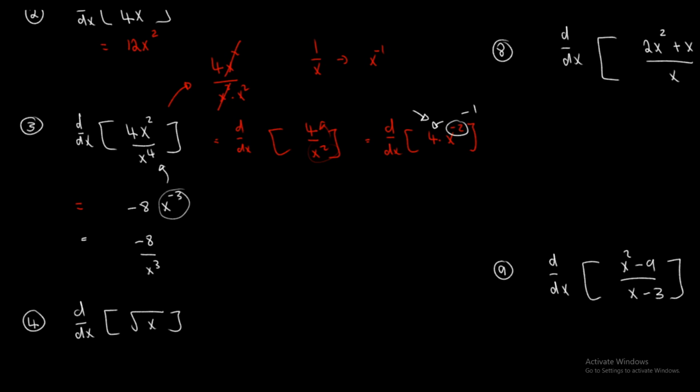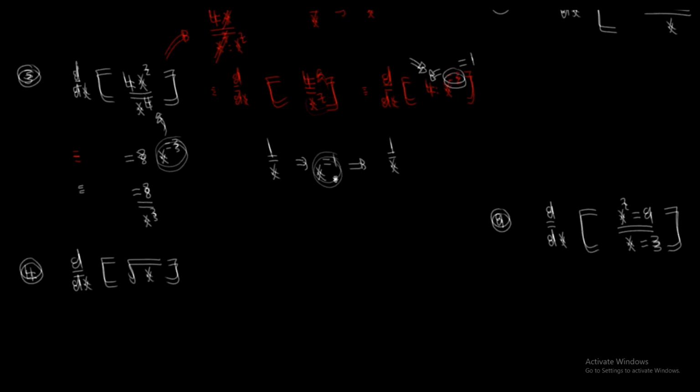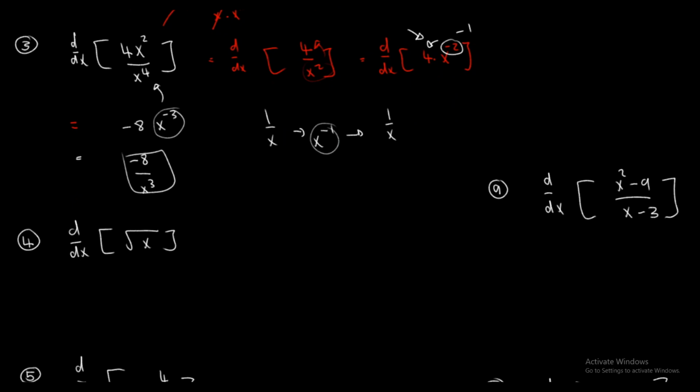Now let's look at this. So 1 over x, I can rewrite this as x to the power of negative 1. But I can also rewrite this into 1 over x. Okay. What about the next one? So this would be my final answer. So what about the next one?